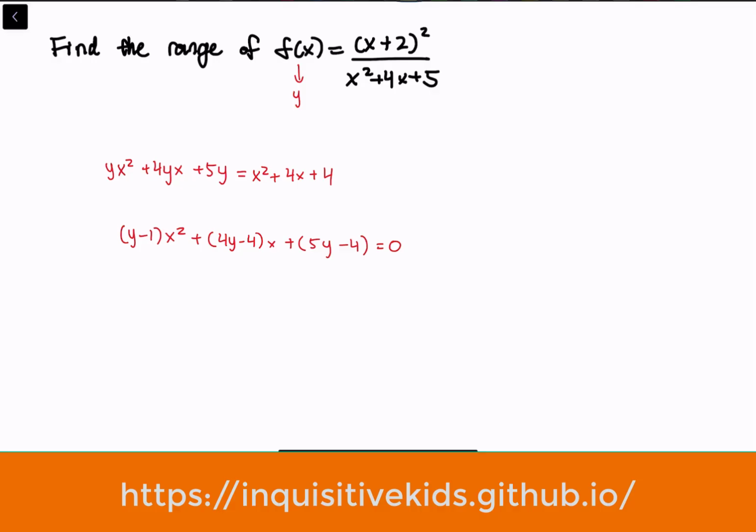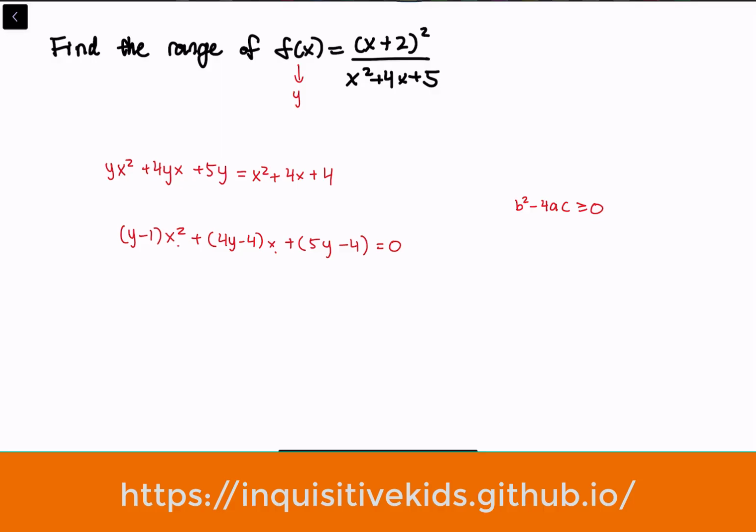So now we can use the discriminant. The discriminant, if you don't remember, is basically b squared minus 4ac. This is part of the quadratic formula. It's the part under the square root of the quadratic formula. So in order for a quadratic to have a solution, basically in order for x to have some real values to make this equation true, the discriminant must be greater or equal to 0.